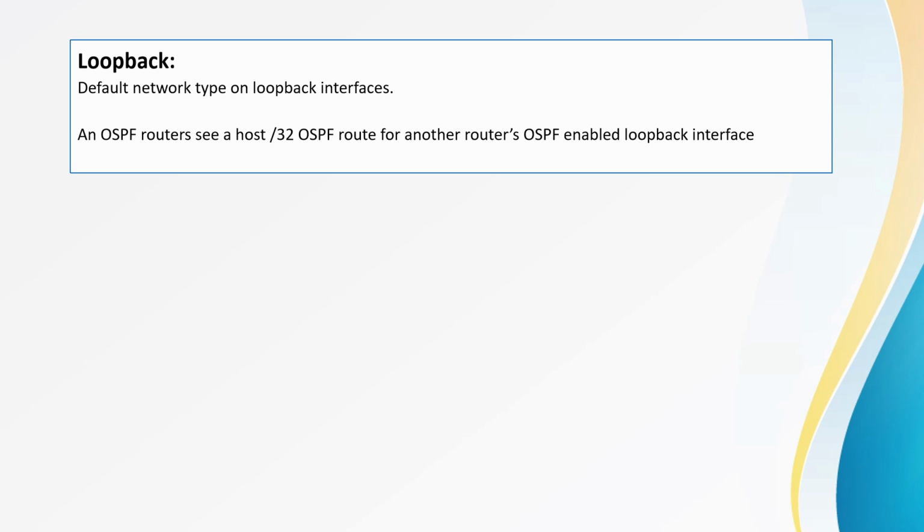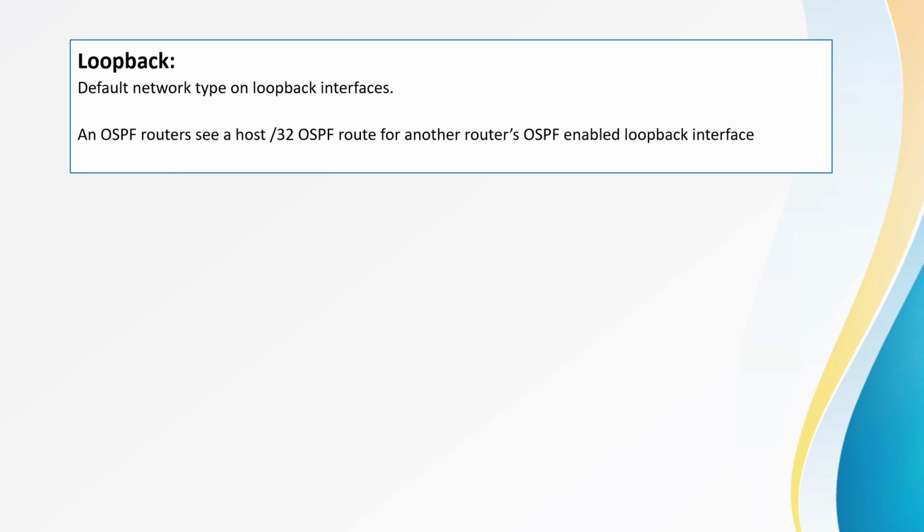So next, the last one is loopback. Actually, in the OSPF configuration, you cannot find this under the interface. You cannot find the loopback type configuration. However, if the interface is a loopback and you enable OSPF on the loopback, the interface type will show as loopback.